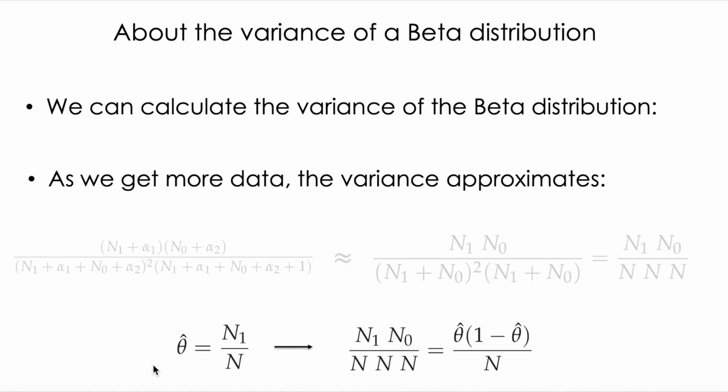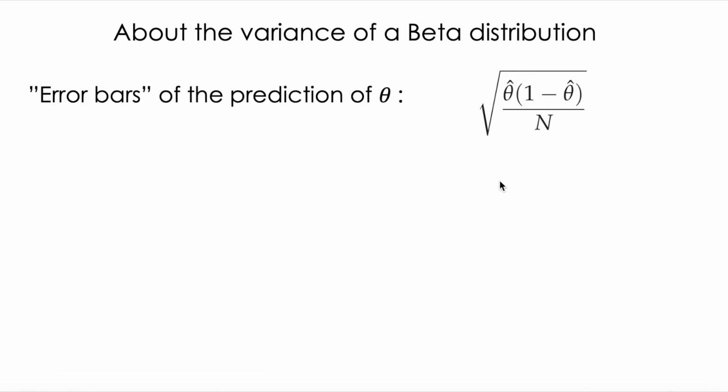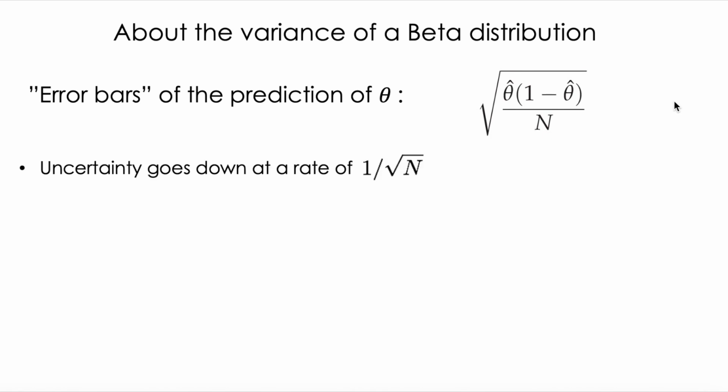So finally, recall that our maximum likelihood theta is exactly counting the number of heads divided by the total number of flips. So if we replace this term here, we end up in this result for our variance. What can we tell about this? Let's say that the error bars of the prediction of theta, because remember the standard deviation of our error bars is the square root of the variance, we have this term here. So what we can say here is that the uncertainty, because the error bars are exactly our uncertainty, goes down at a rate of 1 divided by the square root of n.